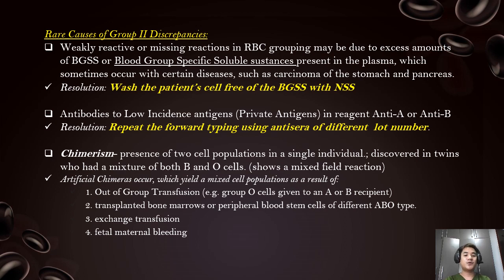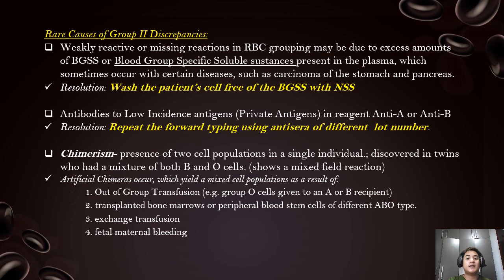And to conclude your list of rare group 2 discrepancies is chimerism. You may have heard the term chimera before, most commonly from sci-fi movies, where there is a half human, half wolf, half human, half bat, and so on. Well, in blood banks, it is nearly similar to that case, however, in a formal view, it can be genetically identified as the presence of two cell populations in a single individual, which is predominantly seen in cases of twins born to a group O mother and a group B father.